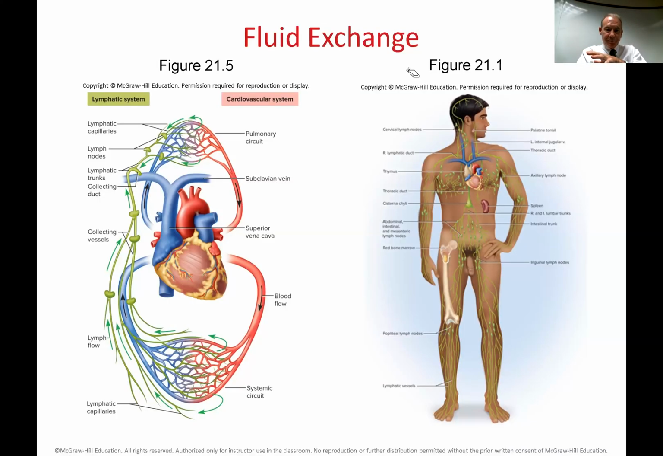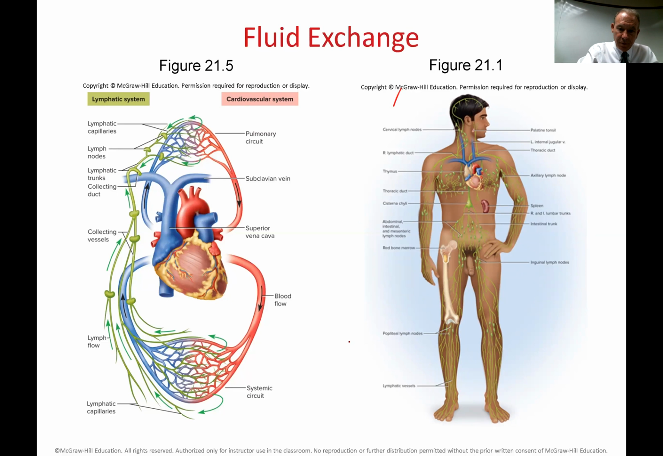Okay, so if we're looking at fluid exchange, over here we see the circulatory system and the lymphatic system superimposed on one another. There is a beginning to the lymphatic system and an end to the lymphatic system. For the circulatory system, it's a closed loop. The two major drains of the lymphatic system: the collecting duct will drain into the right subclavian vein. The thoracic duct drains into the left subclavian vein.